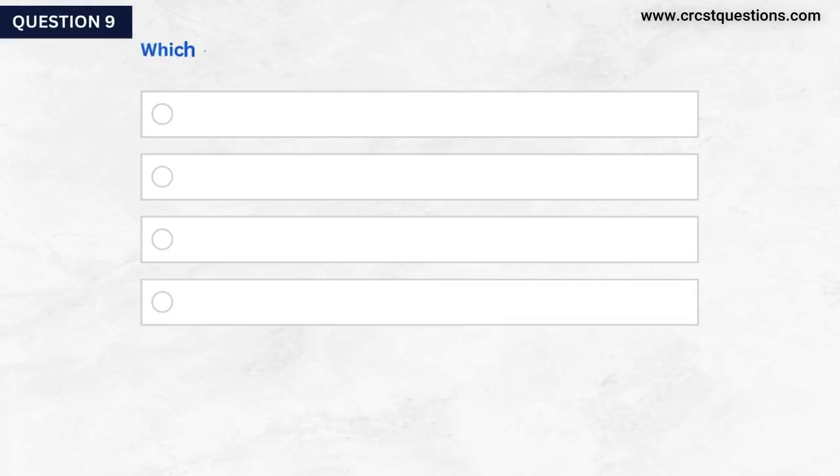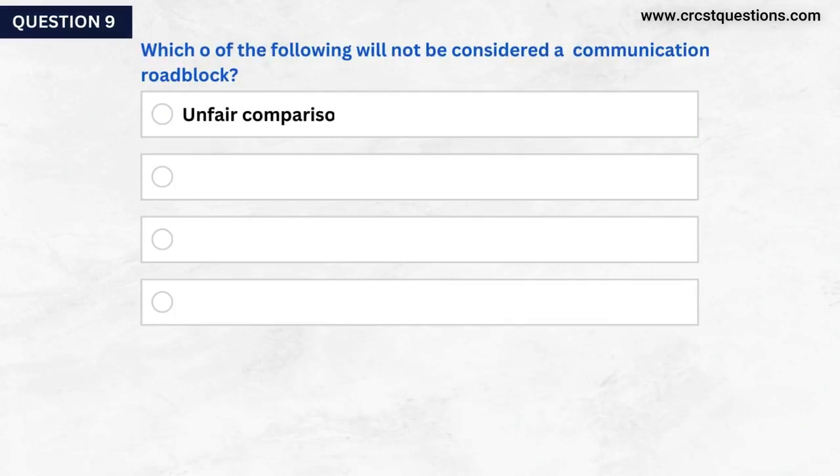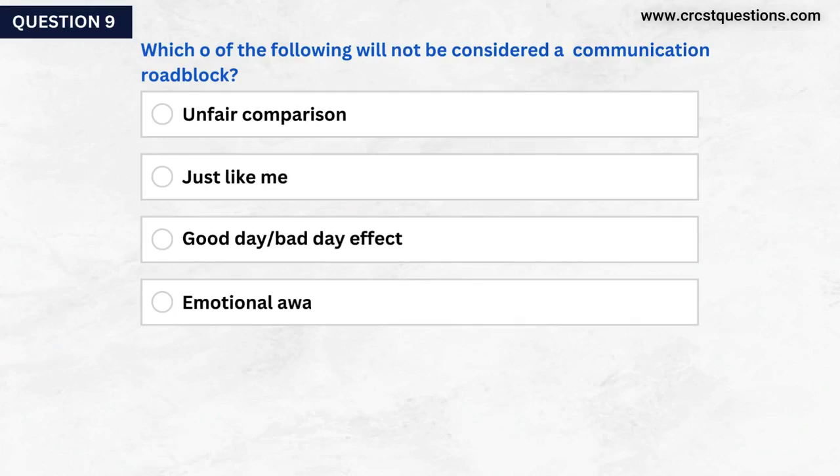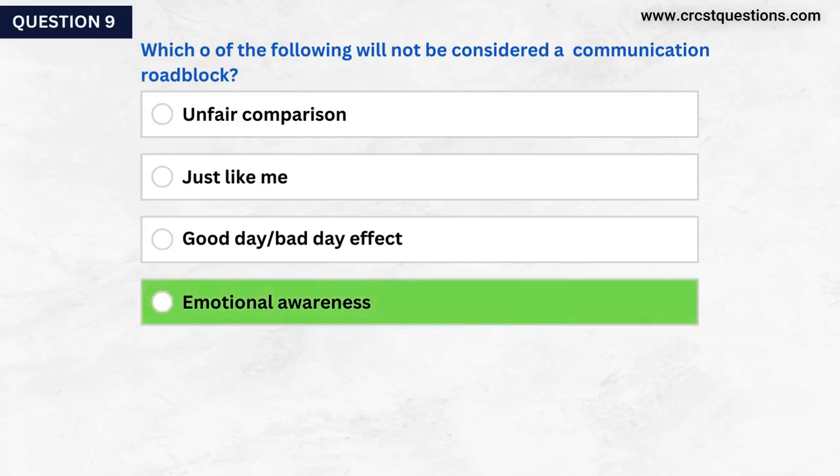Question 9. Which of the following will not be considered a communication roadblock? Unfair comparison, just like me, good day bad day effect, emotional awareness. The correct answer is emotional awareness.